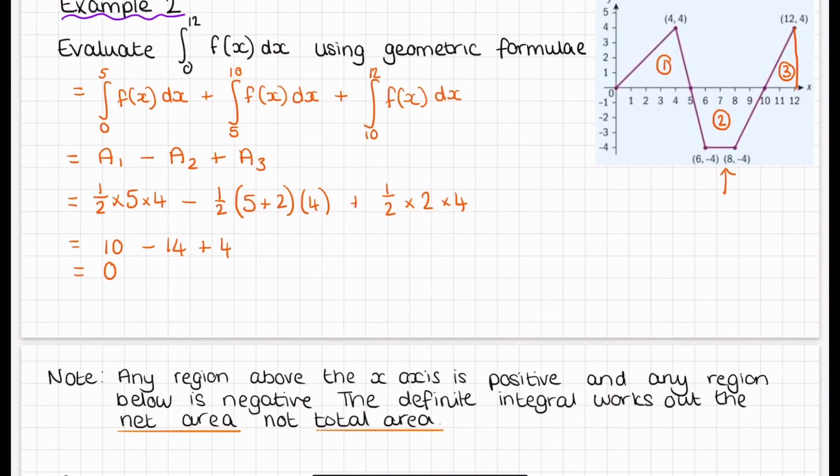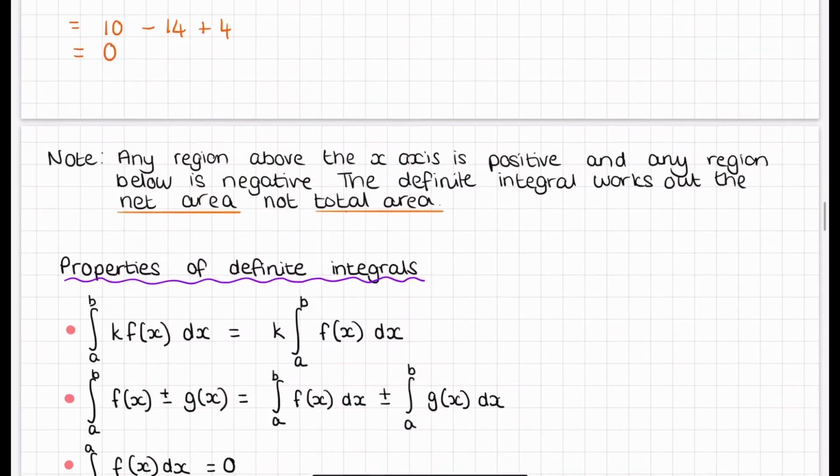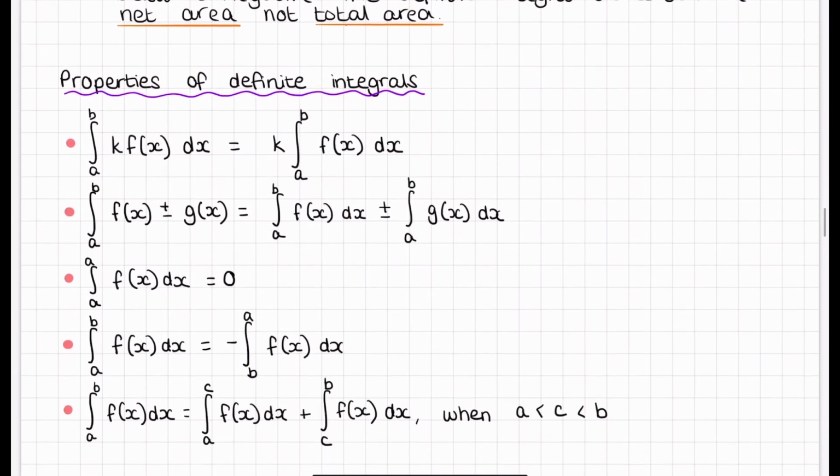Now I've got a note here that any region above the x-axis is positive and any region below is negative. The definite integral works out the net area, not the total area. So that's what's happening here. Now some properties of definite integrals.